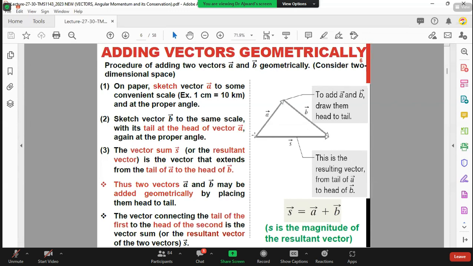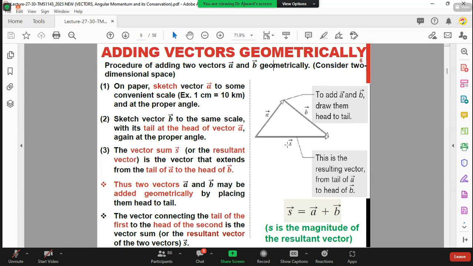And you just connect the tail of the first vector with the head of the second vector. That vector would be the resulting vector S. That is the way to add two vectors.